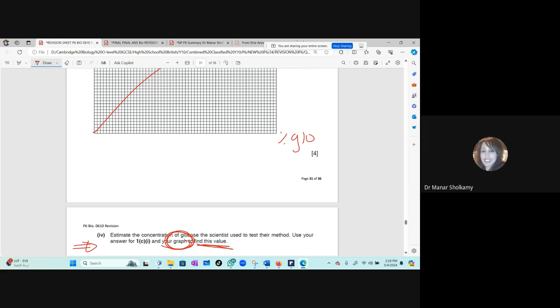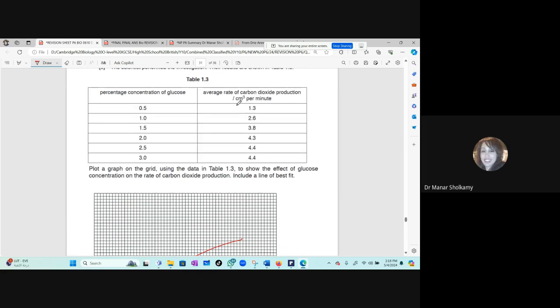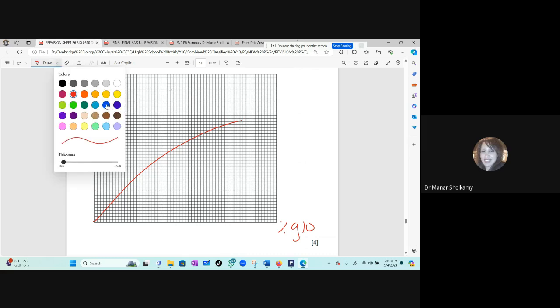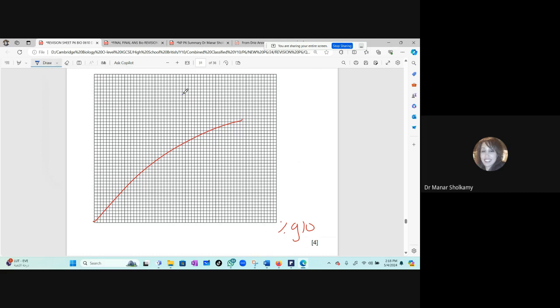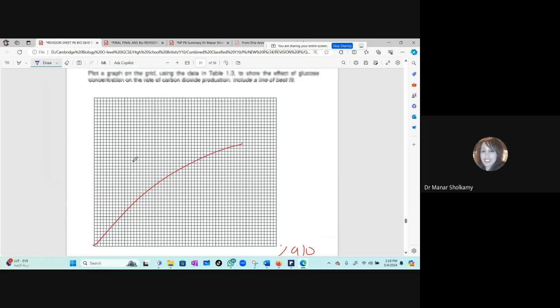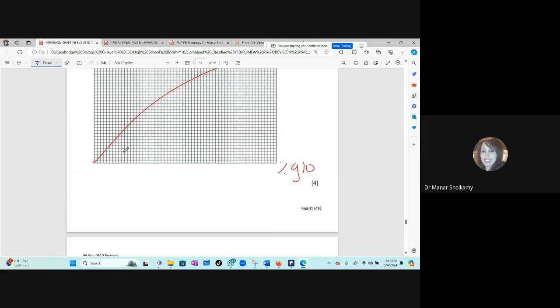Now, when they tell you use your graph to get a value or to get the average rate of carbon dioxide at a percentage concentration of glucose, please show the examiner. So you want to use your graph. So show him that you used your graph. They said, estimate the concentration of glucose the scientists used to test their method. Use your answer to 1 CI and your graph to find this value. There is an answer in 1 CI that depends on an answer, whatever.